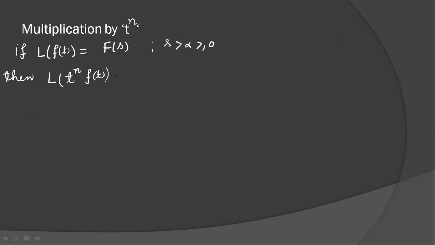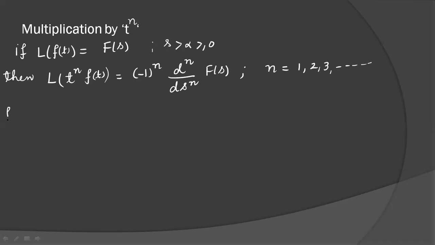So if Laplace of f(t) is capital F(s), where s is greater than alpha and alpha is greater than or equal to 0, then the Laplace of t to the power n into f(t), if we multiply t to the power n, it is (-1)^n times the nth derivative of F(s). Remember here n is 1, 2, 3 and so on, any natural number.